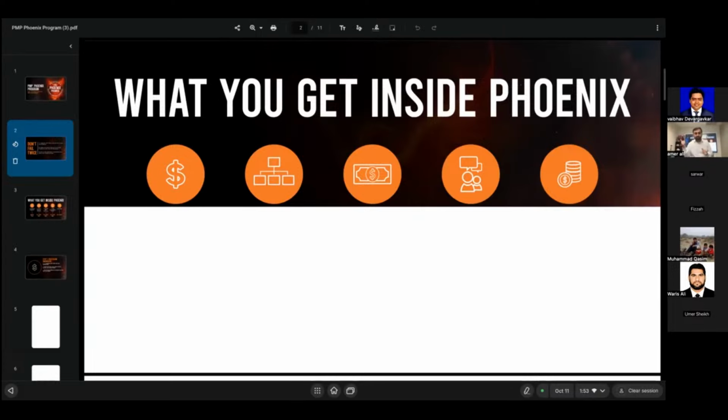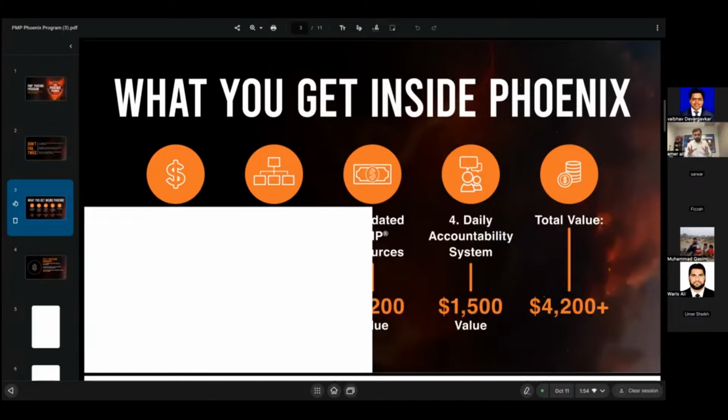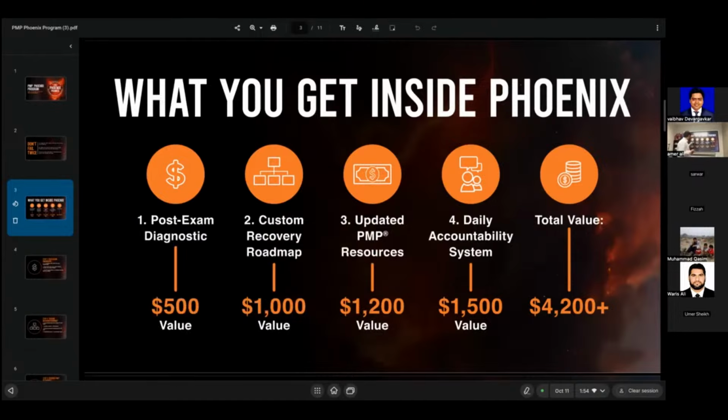It is different from the 7-step formula, but it is entirely based upon that. It includes a very important step, and of course, daily accountability is there, right? Daily accountability. But this is part one, the post-exam diagnostic. Why did you even fail the exam in the first place? 90% of the people fail the exam because they get drowned in the content. The content was too much. I want to know what happened with you. Then I give you a custom recovery plan, the plan that is going to work for you.